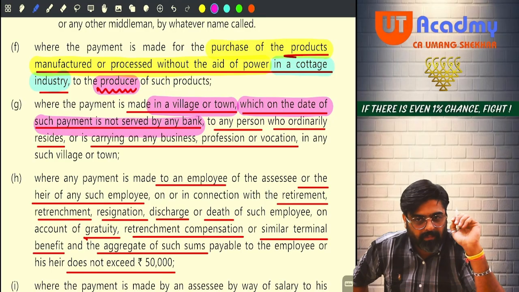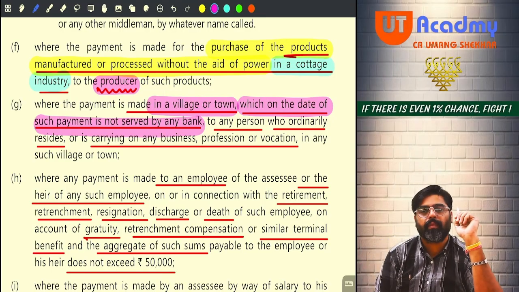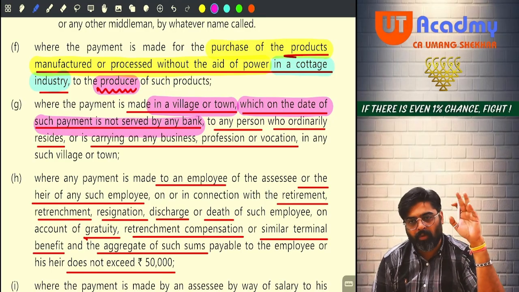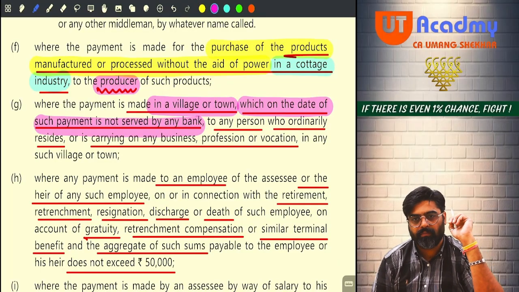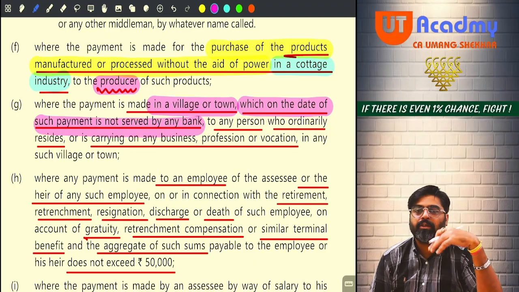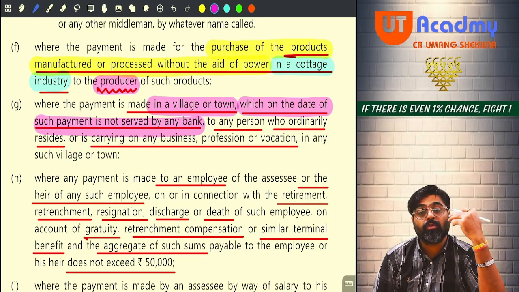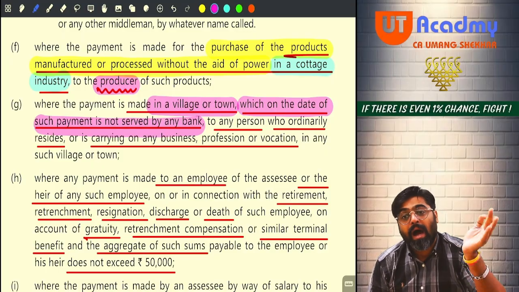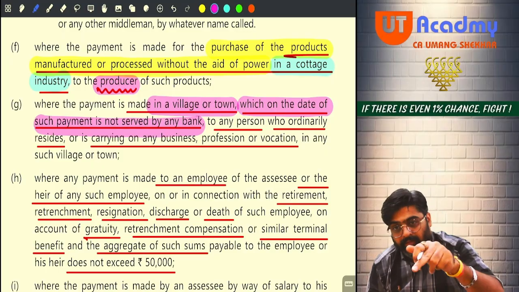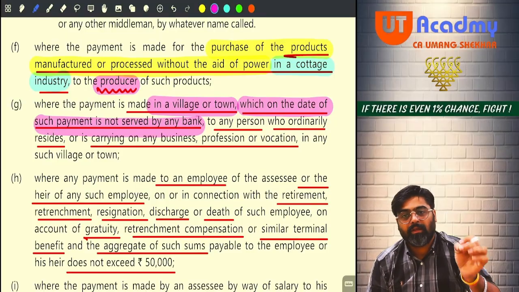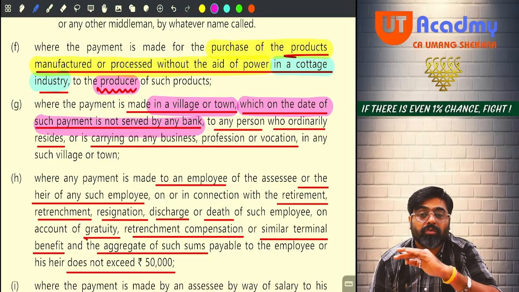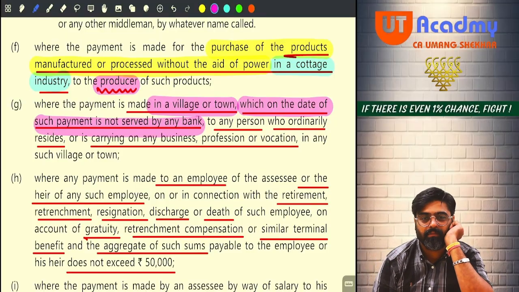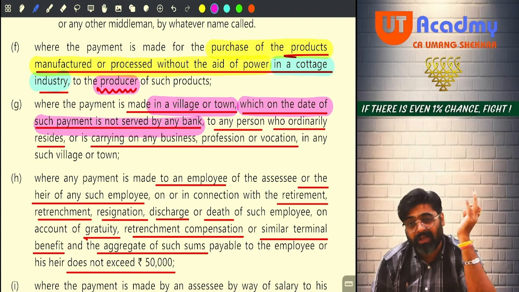So, for example, I'm going to a very remote village in Tamil Nadu. And in that village, there is no bank. There is no service of the bank. On the day on which I am making you a payment in that village, in that town, as on that day, there is no service of any bank. Banks are not there only.